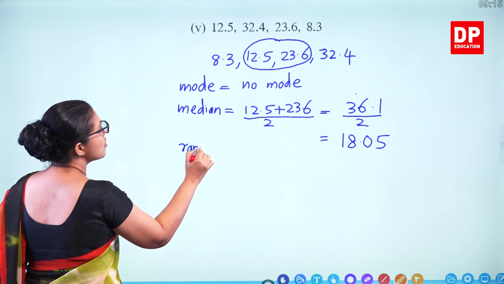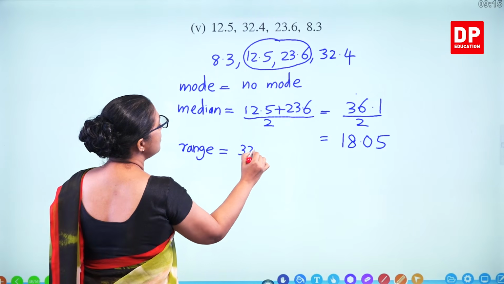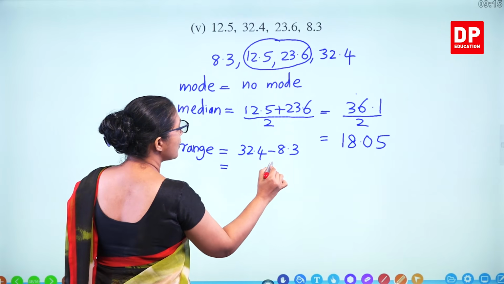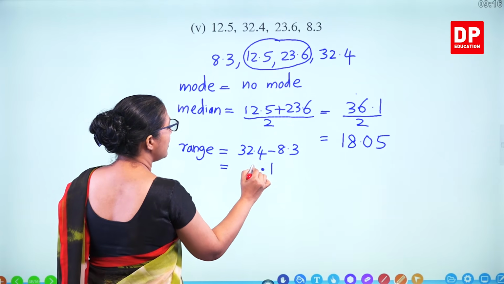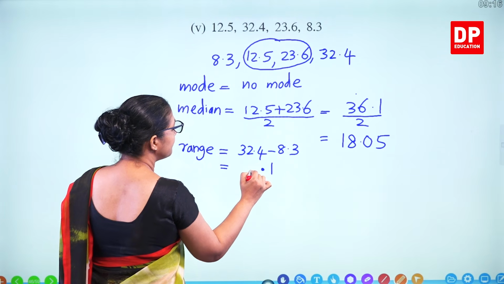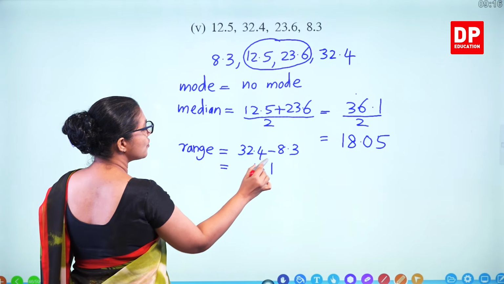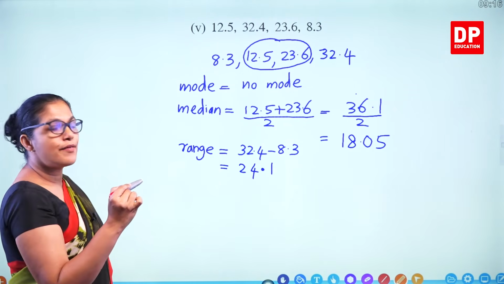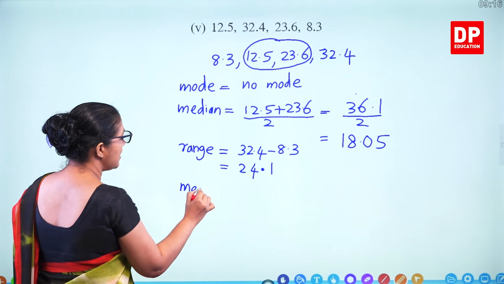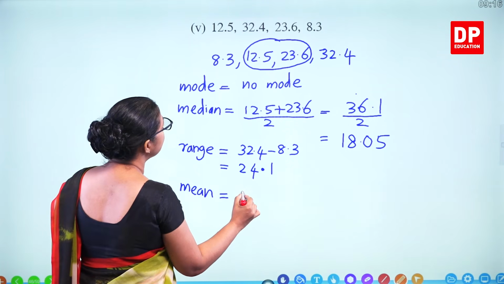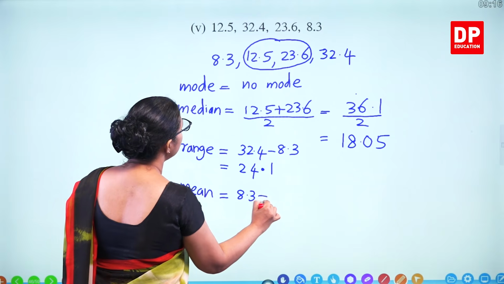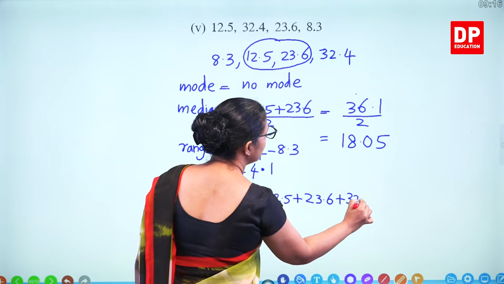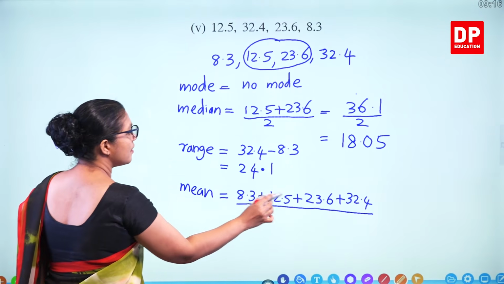And the range, highest value minus lowest. So you get 1 here and 8 and 4, 12 and 1 remaining. So 24.1 is the range value, and mean, take the total divide by 4.